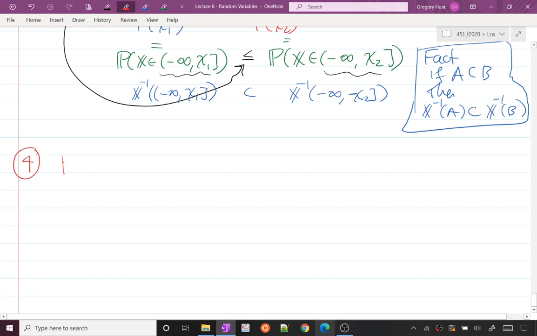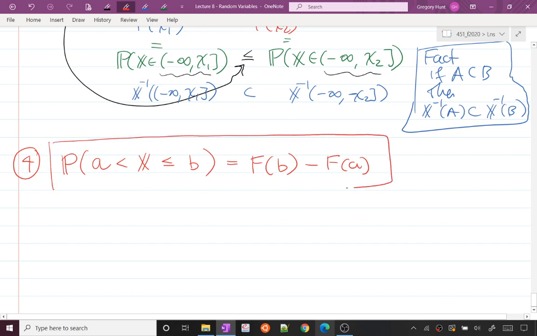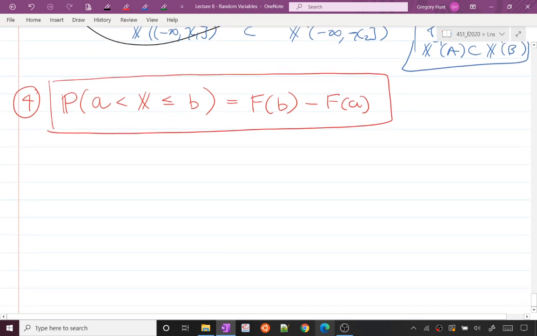The 4th fact is that I can calculate the probability that x is between two numbers, a and b, strictly bigger than a, and less than or equal to b. I can calculate this using my CDF. It is F of b minus F of a. This is a super cool fact.